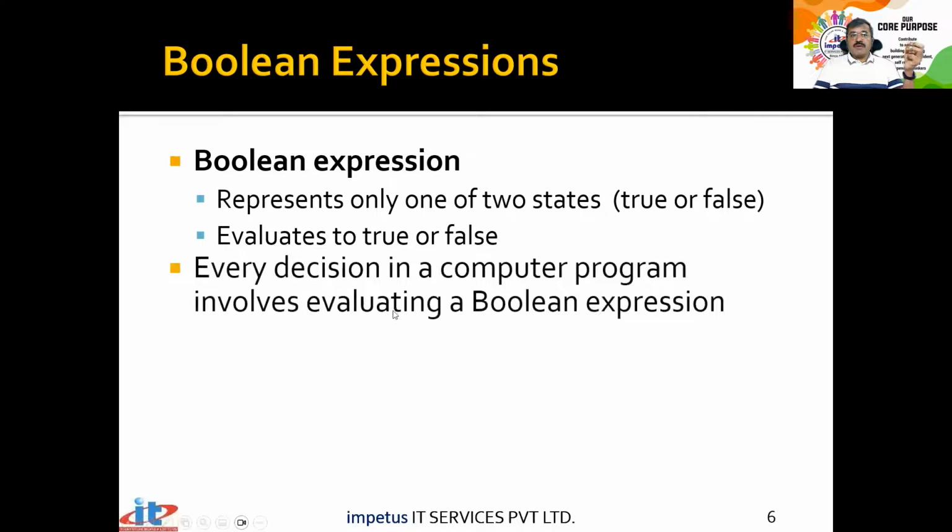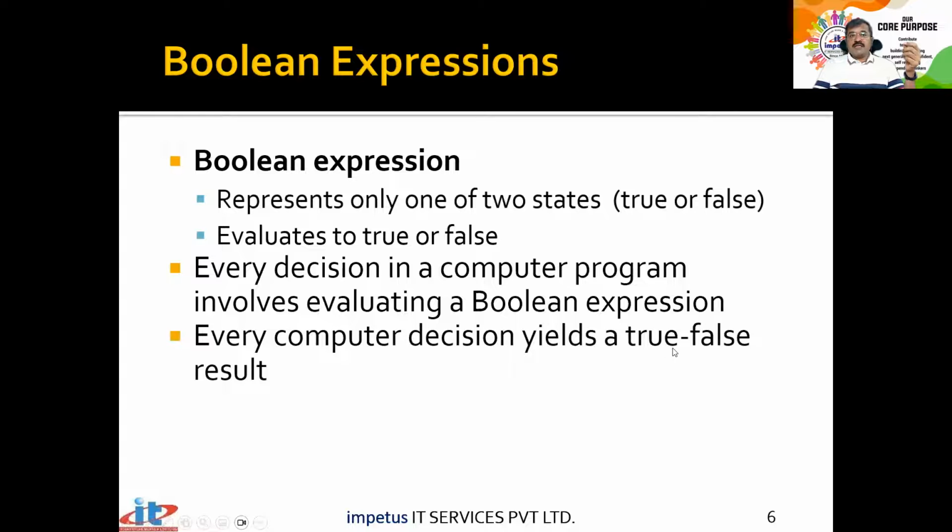Every decision in a computer program involves evaluating a Boolean expression. So we'll see how to construct a Boolean expression. Every computer decision is either a true or false result. So whenever you talk about decision making, wherever you check for a condition, you only have two results, either true or false. There is no third result that you will ever have.